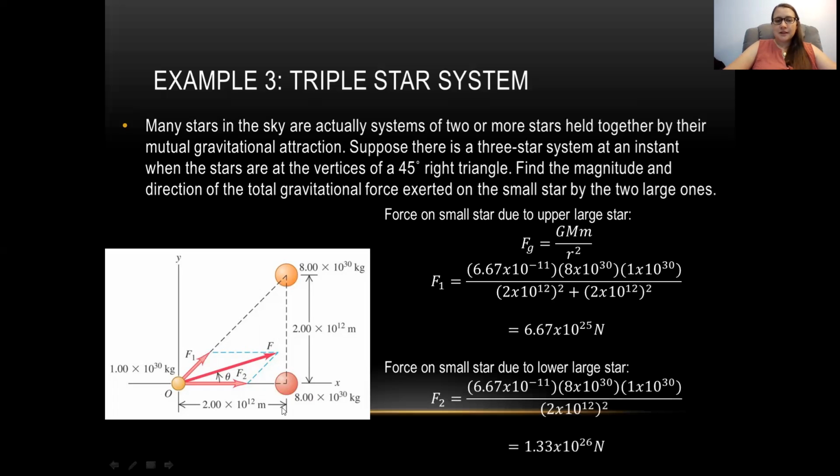Now, similarly, looking at the force that it feels from this other star, this red star, we set it up the same way. We have the same gravitational constant, mass of the big star, mass of the little star. Now the distance between those two stars is just this 2 times 10 to the 12 meters. So we square that distance. And that has a gravitational attraction of 1.33 times 10 to the 26 newtons.